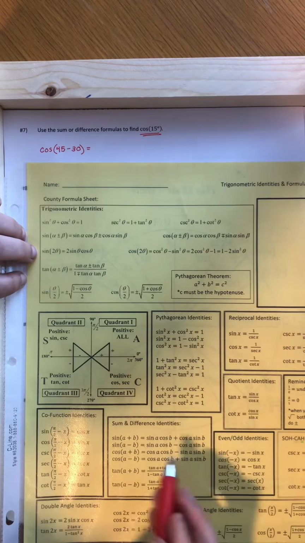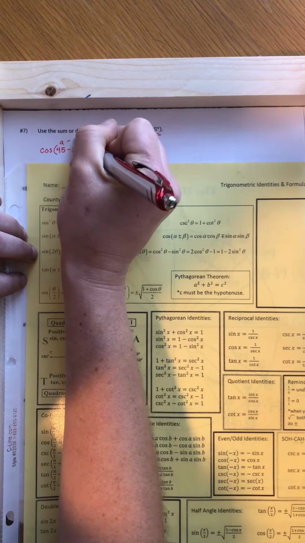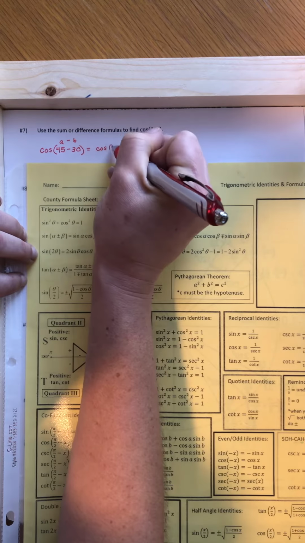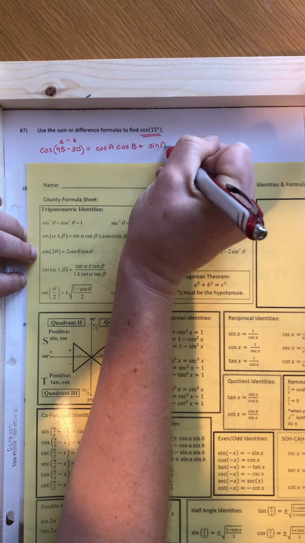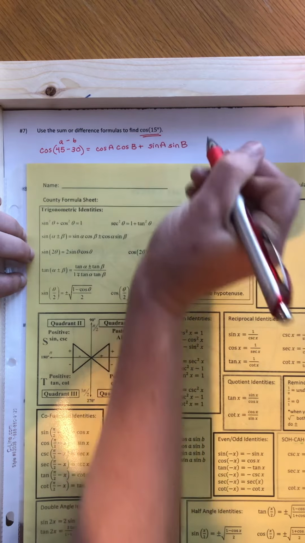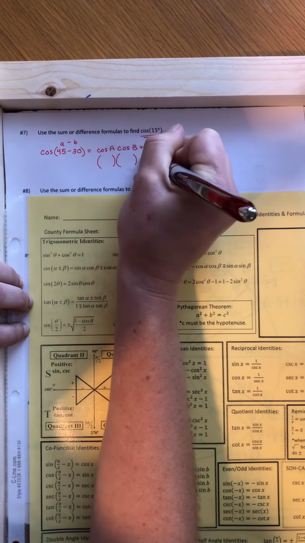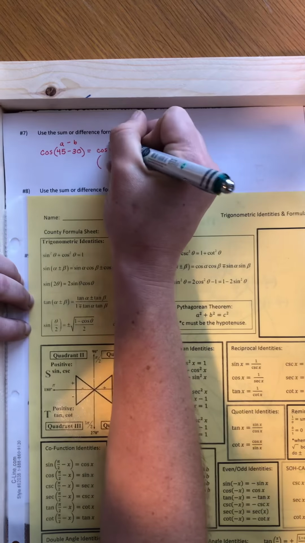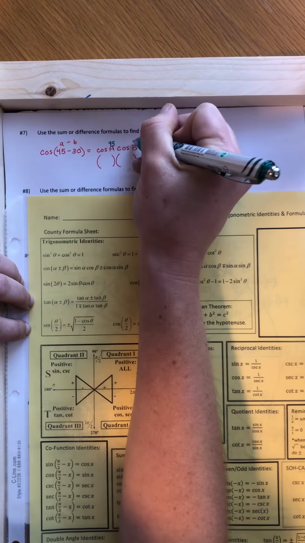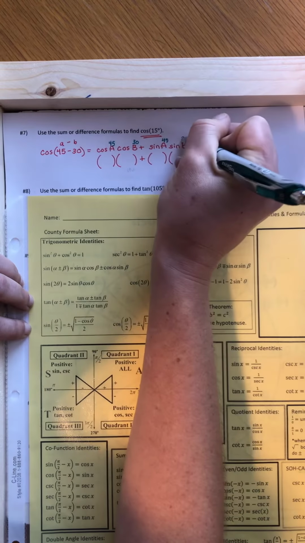Now this is a cosine of A minus B formula, because I'm subtracting. So this is going to be cosine A, cosine B, plus sine A, sine B. And we're going to fill in what the cosine of A is, cosine of B, sine of A, and the sine of B. Let me go ahead and fill those in. We said A is 45, B is 30.